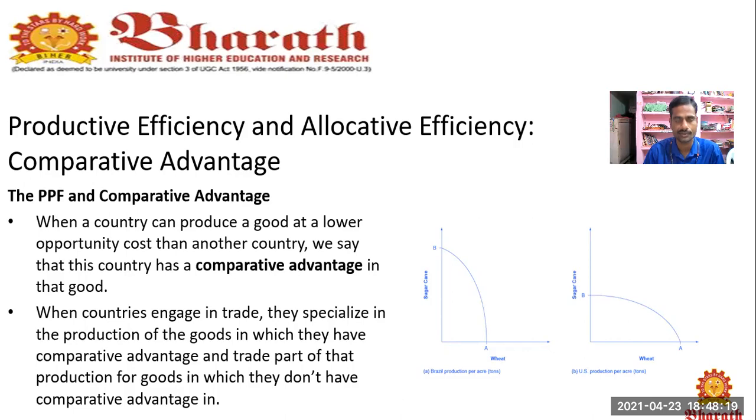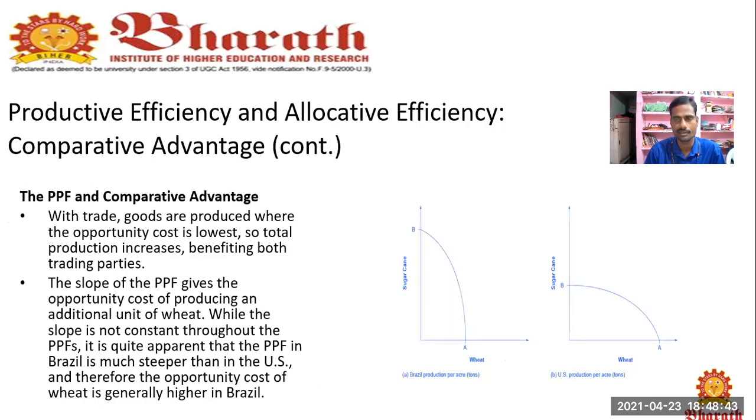The states that are doing better can produce. The states that are not able to produce may simply import. When countries engage in trade, they specialize in the production of the goods in which they have comparative advantage, and trade part of that production for goods in which they don't have comparative advantage. Okay, the same interpretation. Comparative advantage, continuation: with trade, goods are produced where the opportunity cost is lowest, so total production increases, benefiting both trading partners.